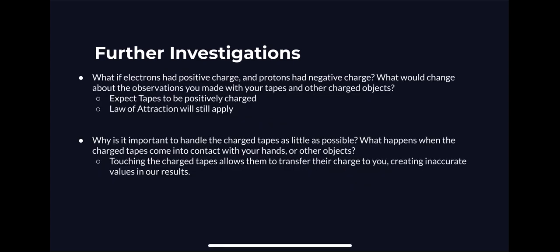Lastly, we can consider what would happen to this model if the charges of protons and electrons were flipped. To become positively charged, our charged tape gave up negative electrons to the base tape. Thus, if electrons had a positive charge, we would expect the tape to have an overall negative charge. We would therefore expect the tapes to be repelled from the negatively charged pen. However, the interactions between tapes and between neutral objects should remain the same.